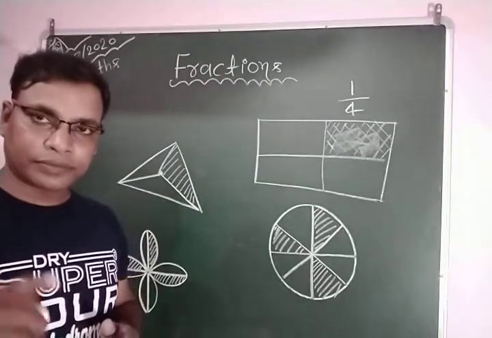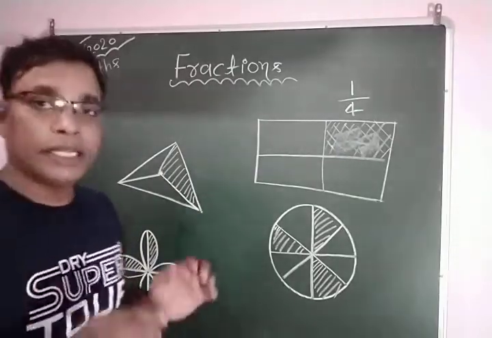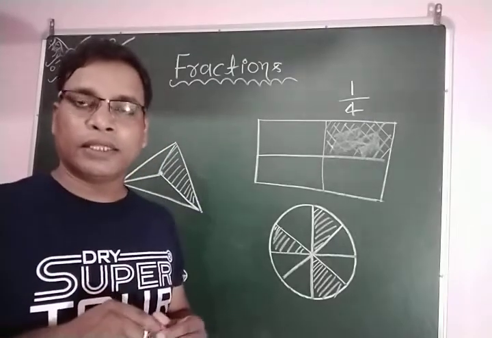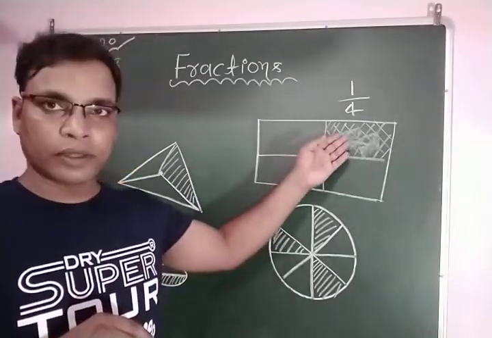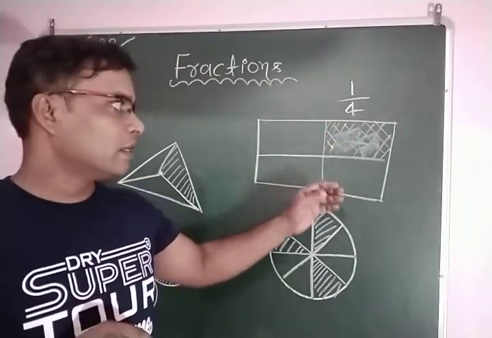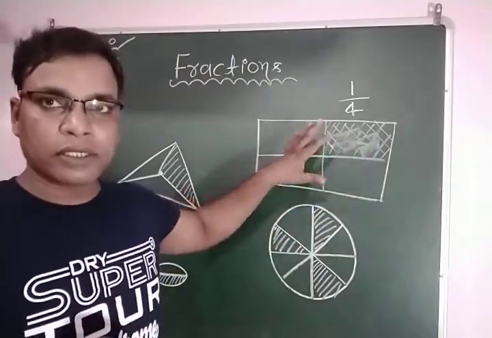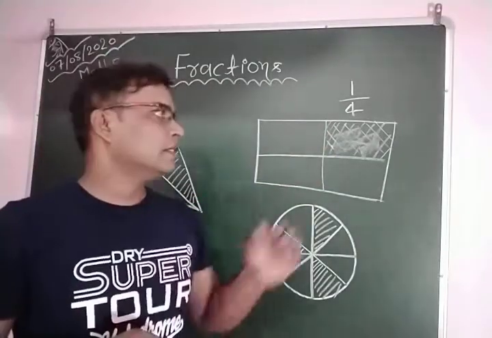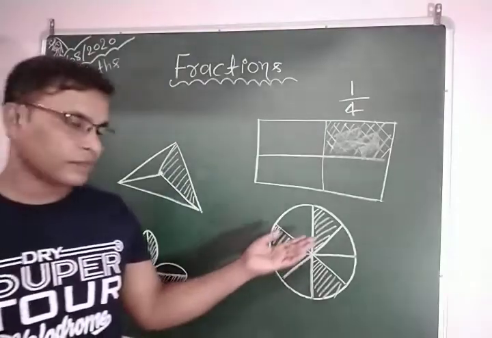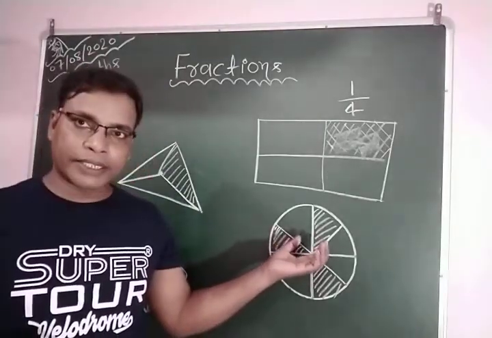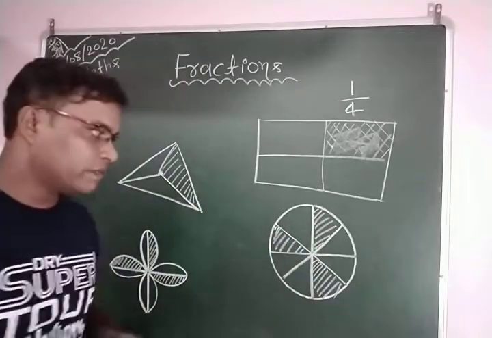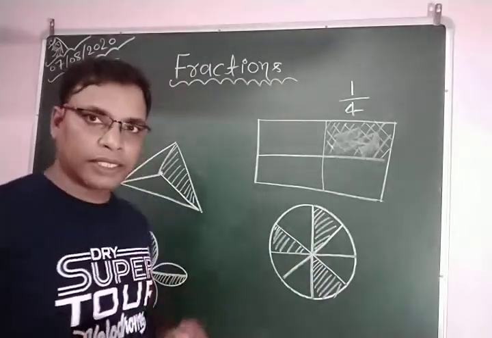Remember that each part must be equal. Then we can write the fraction of the shaded part. If the parts are not equal, we can't write the fraction of the shaded part. Clear? Now here you can see, what is the fraction of the shaded part, or you can say what is the fraction of the colored part? First count how many parts there are here.